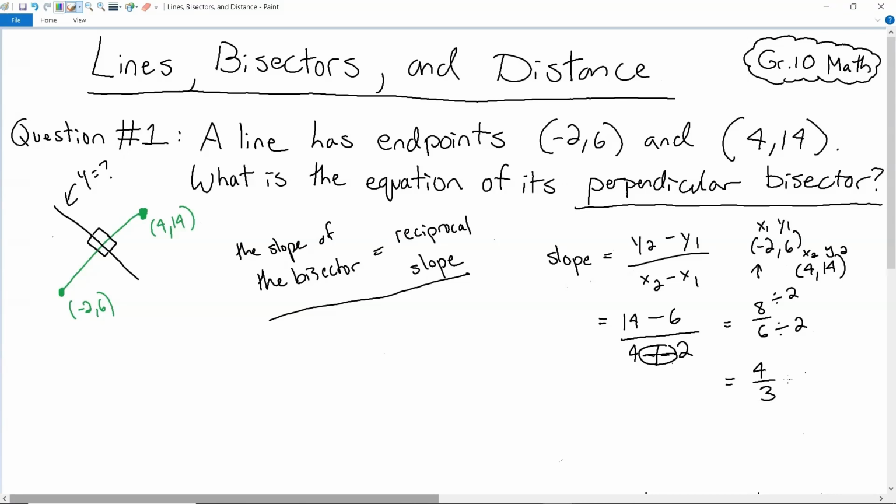But we're not done yet. We need to figure out the reciprocal of this slope. The way we do that is we flip the fraction upside down and change its sign. So in this case, we have a positive 4 over 3. If we turn it into the reciprocal, we're going to get a -3 over 4. Okay, that's the first step.